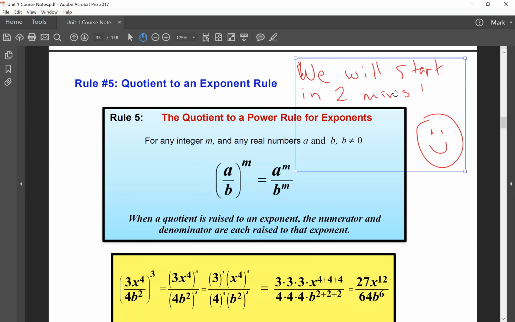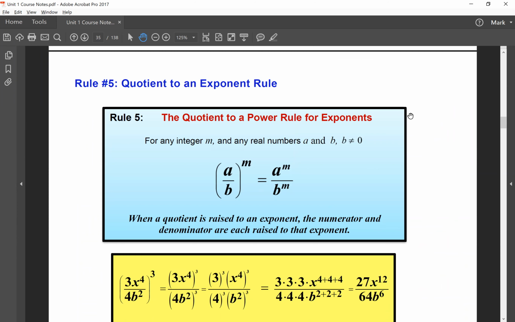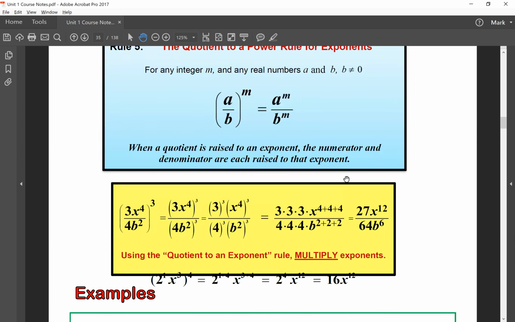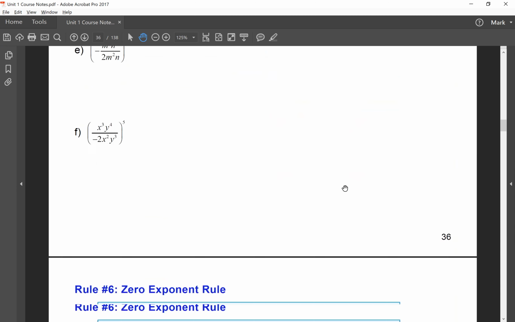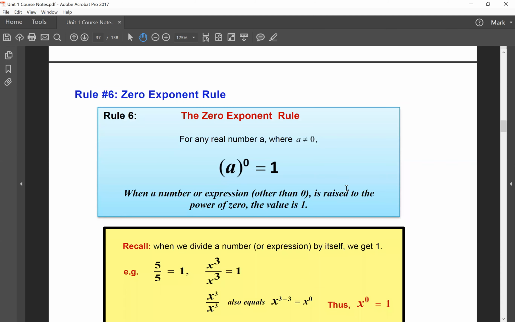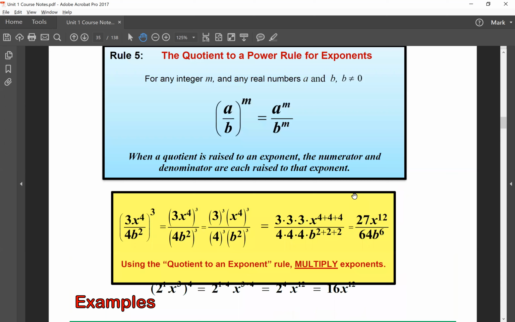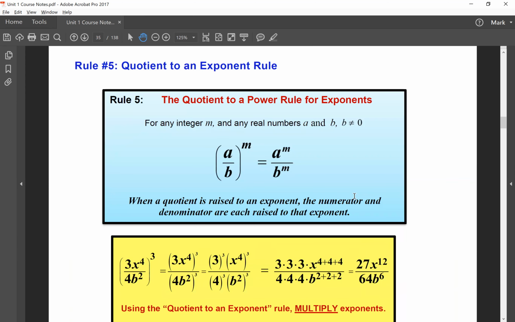All right, so back to where I started, rule number 5. I think I did rule 5 yesterday, kind of, but we'll review rule 5, and we'll look then at this 0 exponent rule, which I just kind of hinted at. Rule 5 is really easy. It's very much like what we did yesterday. Rule 5 is called the quotient to a power rule. Sounds really complicated. It's really not.